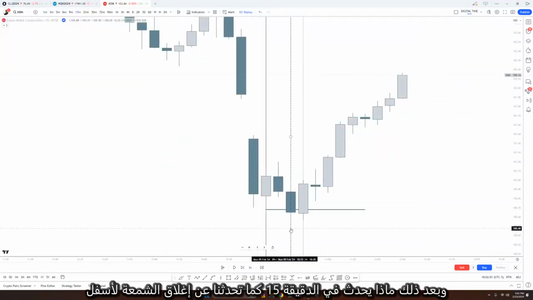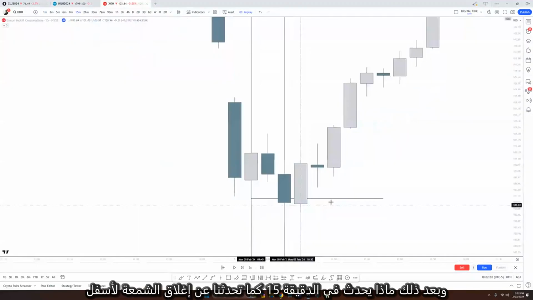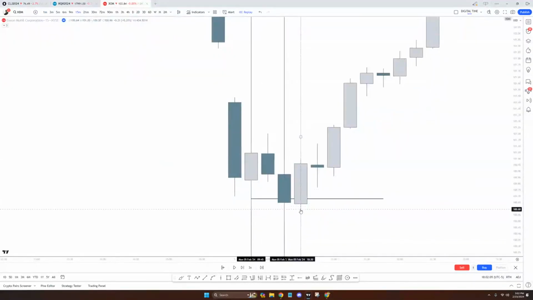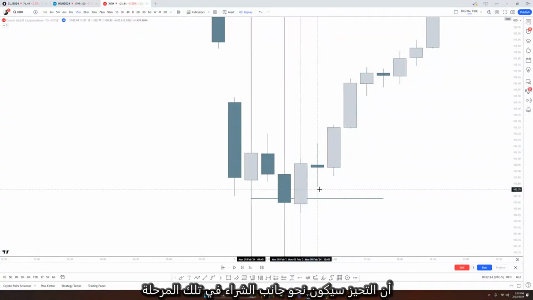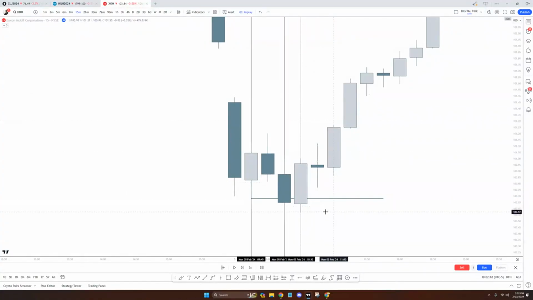And then what happens on the 15 minute, as we talked about, down close candle. What does the next candle do? Close back above and engulf the entire body. What does that tell you for the next few candles? That it is going to push up, that the bias is going to be towards buy side at that point.